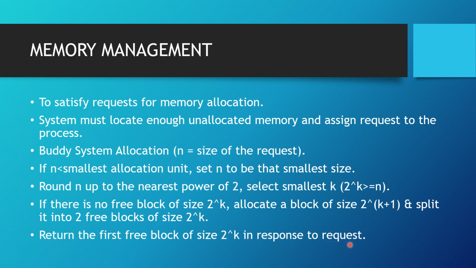So let's assume that n is equal to 20. The nearest power of 2 of 20 is 32, which is 2^5. If there is no free block of size 2^5, the system will allocate a block of size 2^(k+1), which is 2^6, split it into 2 free blocks of size 2^5, and return the first free block of size 2^5 in response to the request.